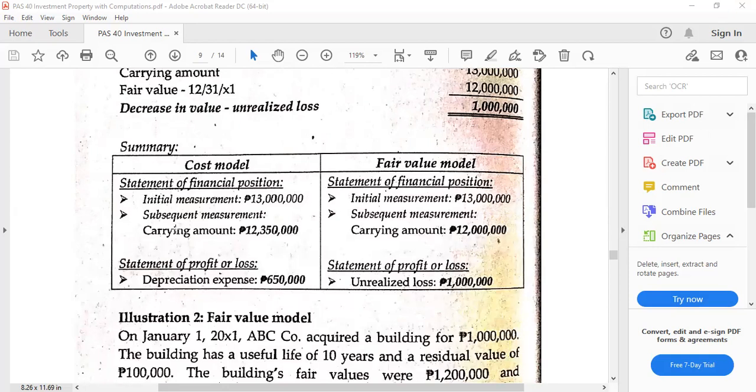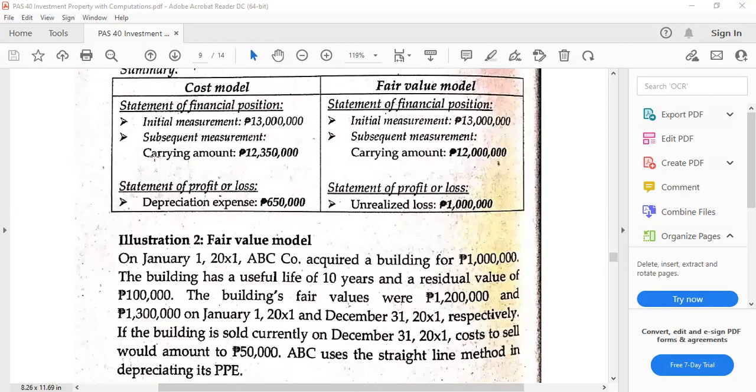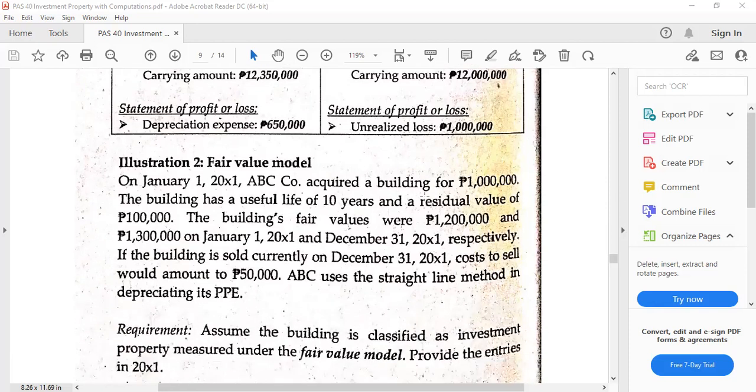For subsequent, it would be different for carrying amount and of course, under fair value model, and we can see the impact on the statement of profit or loss, or the statement of comprehensive income with the statement of profit or loss section. So depreciation expense under cost model, fair value model, 1 million pesos. Unrealized loss, of course. Next is, what about for fair value model? Kindly pause at this point in time.